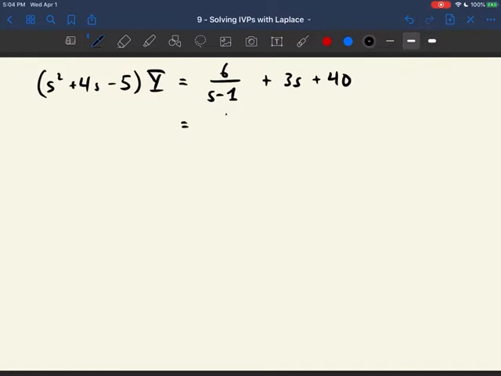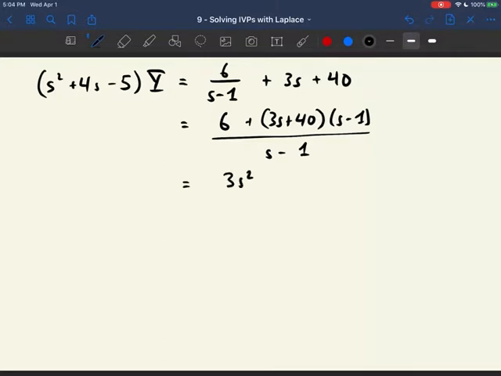And before I divide through by the things that are multiplying Y, I'd like to get the things on the right-hand side to have a common denominator. So I have 6 plus 3s plus 40 times s minus 1 over s minus 1. And then multiplying that out, I get 3s squared plus 40 minus 3, so plus 37s. And then we have minus 40 plus 6, so minus 34. All right, and all of that is over s minus 1.